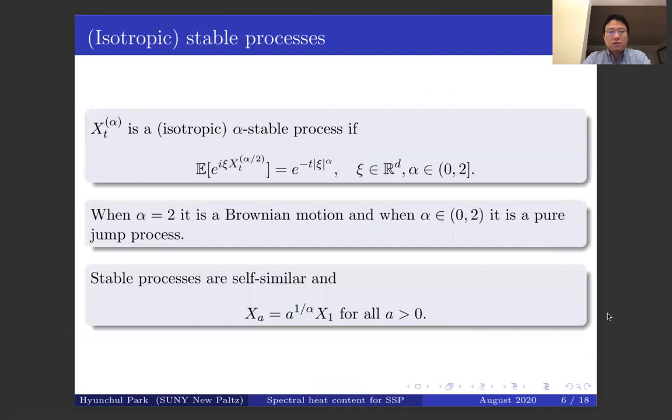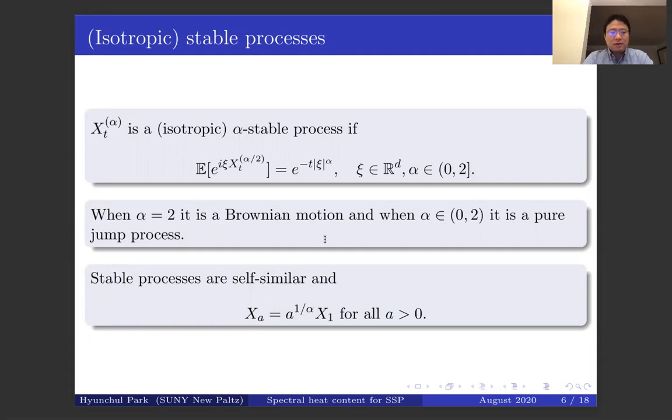So in this talk, we are going to study spectral heat content for stable processes. So what is a stable process? A stable process is a Levy process whose characteristic function is given by this form, where this alpha is called the stability index and is between 0 and 2, including 2. When alpha is 2, it is Brownian motion. And when alpha is strictly between 0 and 2, this is a pure jump process.